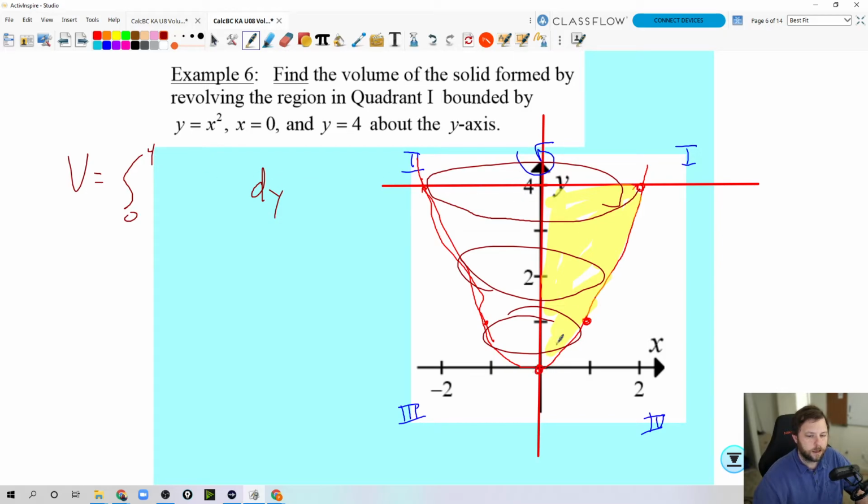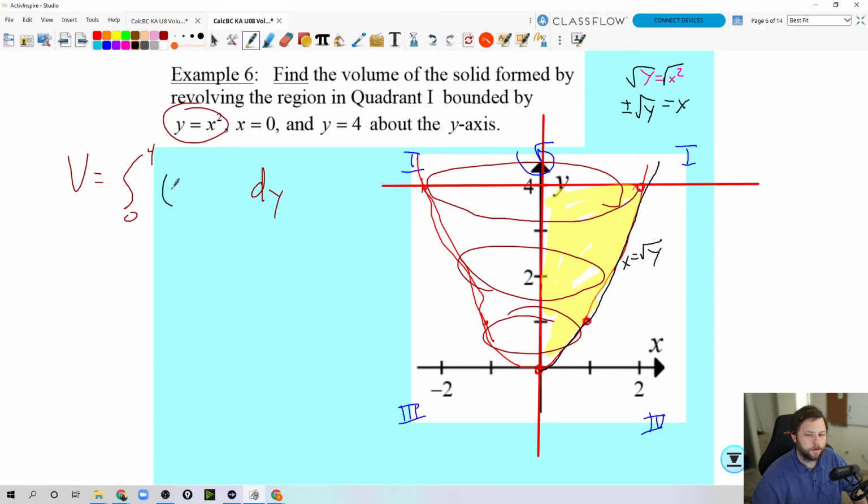And the length of this is whatever the length of this function is. Now that's y equals x squared, but I have to make this an x equals function. So y equals x squared, and then I am going to square root both sides. I'm going to get x is equal to plus or minus square root of y, right? Well, this is the positive side right here for this function. So I can say it's x equals positive square root of y.